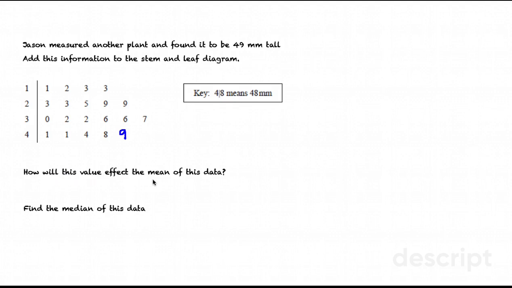How will this value affect the mean of this data? Well, this value is larger than all other values in this stem and leaf diagram. And if we include it now in our average, it will have the effect of pulling the average up a bit, of increasing the average. So we can say here, okay, the mean will increase.